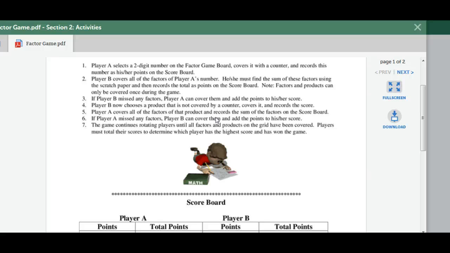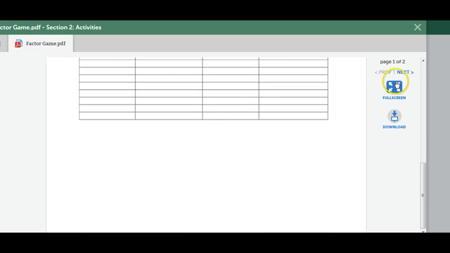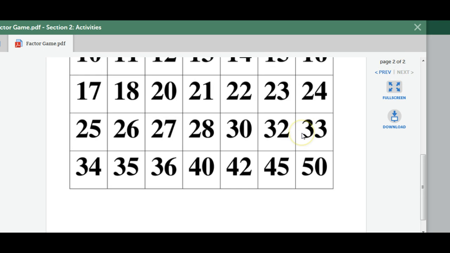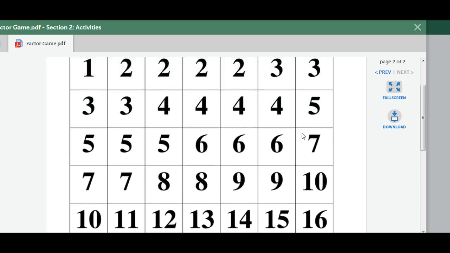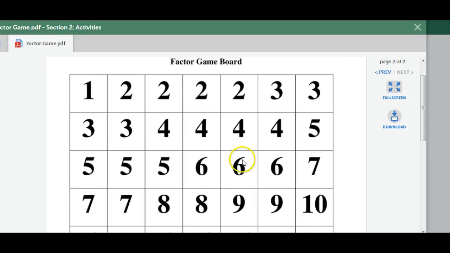Basically, let me show you the game board. The students play with another partner. One partner chooses where on the grid they want to put their counter. The other student is able to use their counters to capture all of the factors. So for example, if student 1 places a counter on 6, student 2 could place a counter on 3 and 2, because those are factors of 6, and also on 1.